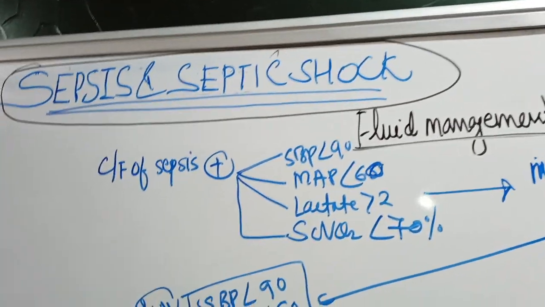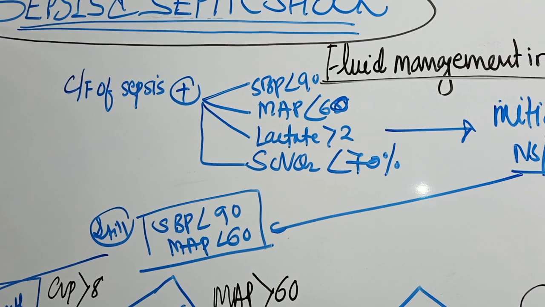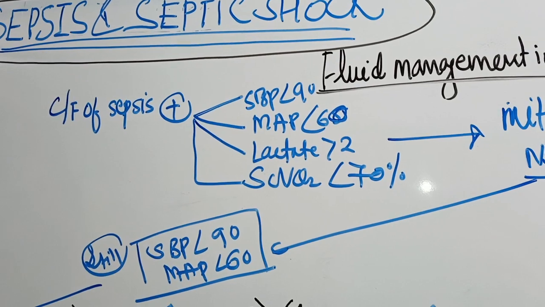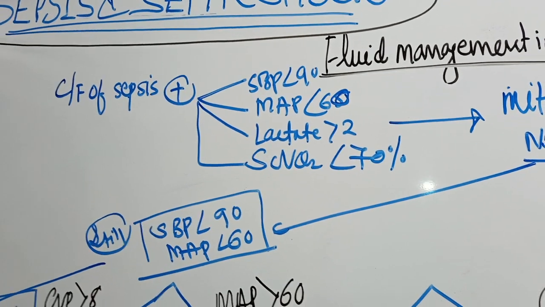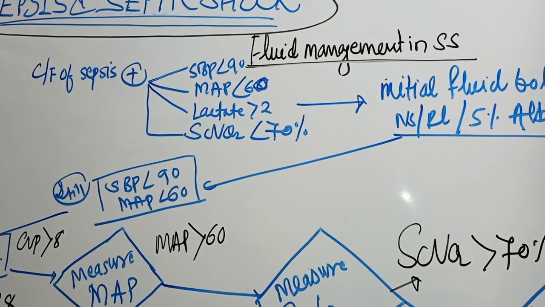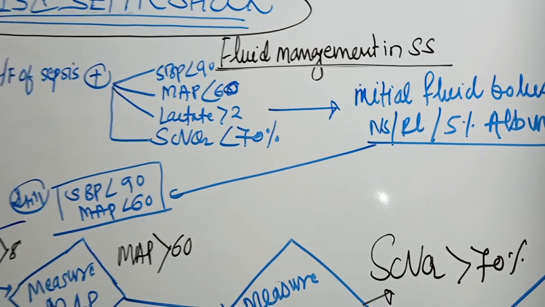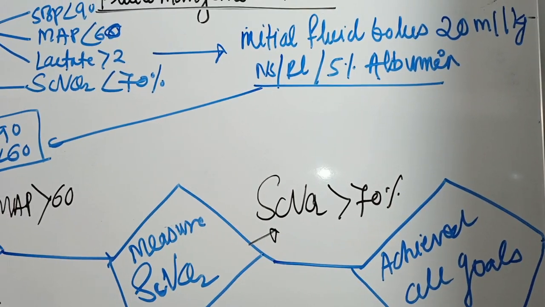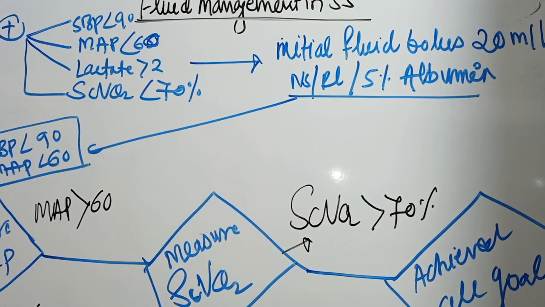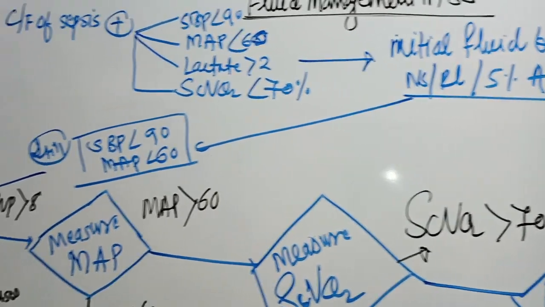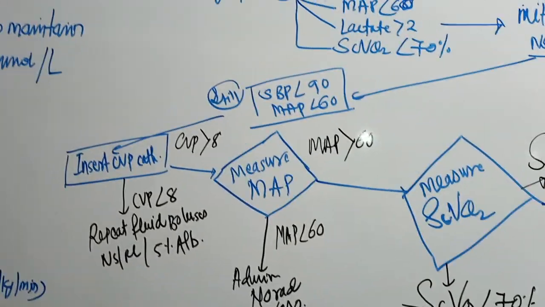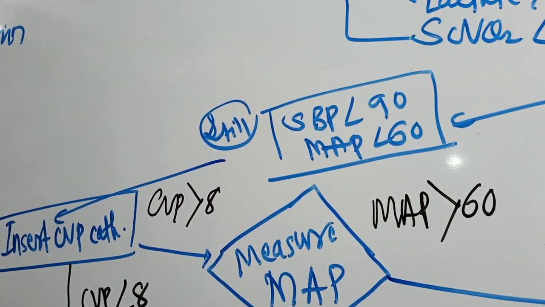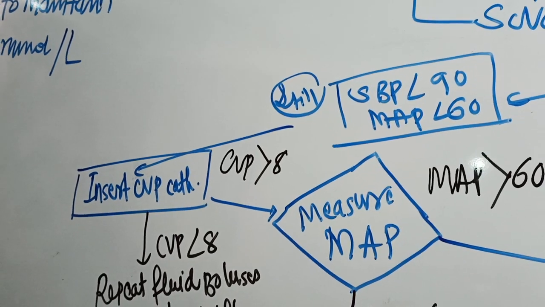So we know clinical features of sepsis like systolic blood pressure less than 90 millimeters of mercury, mean arterial pressure less than 60 millimeters of mercury, lactate more than 2 millimole per liter, and central venous oxygen saturation less than 70%. If these criteria are fulfilled, initially a fluid bolus of 20 ml per kg NS or RL or 5% albumin we give. If still systolic blood pressure is less than 90 and mean arterial pressure less than 60, what will you do?